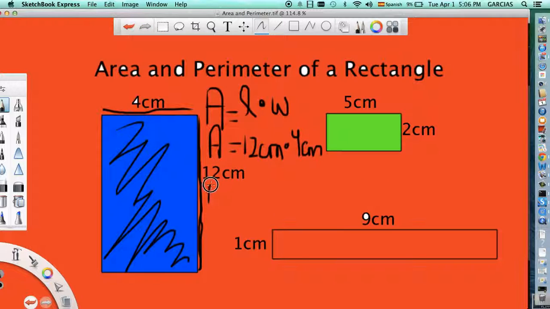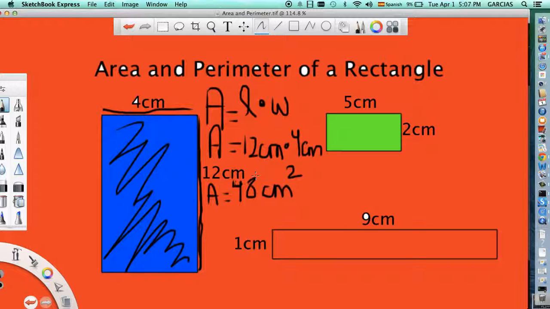And that would give us a total of 48 square centimeters. Why square? Because to find the area, again, we need to consider two dimensions. So we're multiplying centimeters times centimeters, which will give us centimeters square. Every time you find the area, your units will be square. Always. The area is always given in square units.